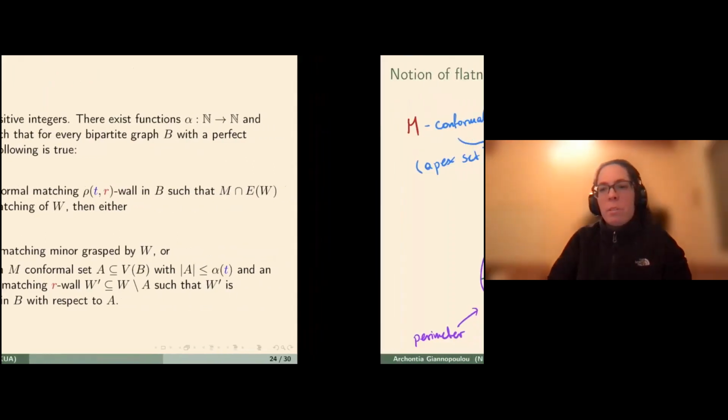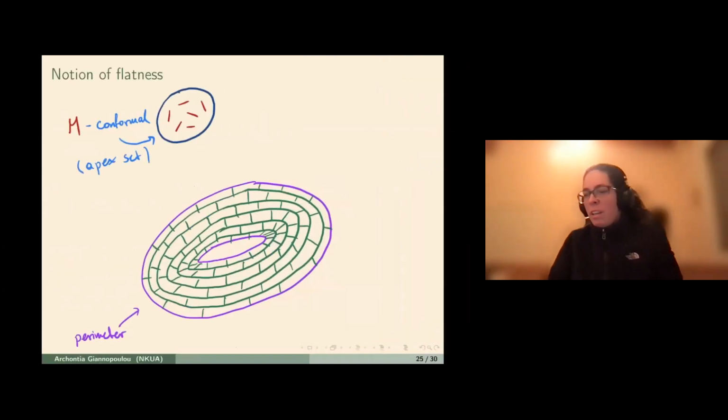So let's discuss what this means. We find the wall, okay. So the first thing that we think is what happens if we have many jumps in the wall. If we have many jumps, we are able to construct the K_{t,t} minor. That's pretty much the idea. However, if we don't have too many of them, we can actually find a set of vertices, which are the apices and are M-conformal, such that after we remove them, the wall that remains is flat.